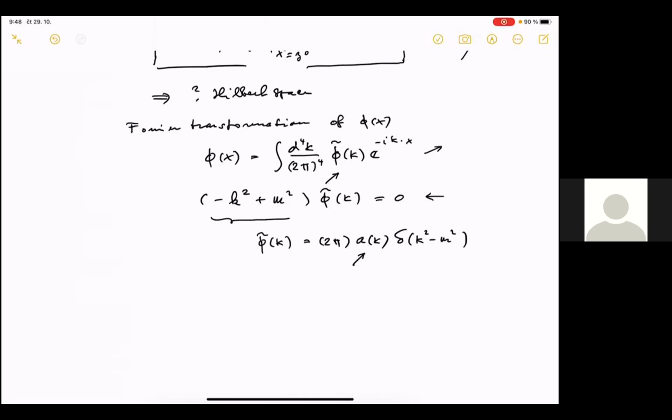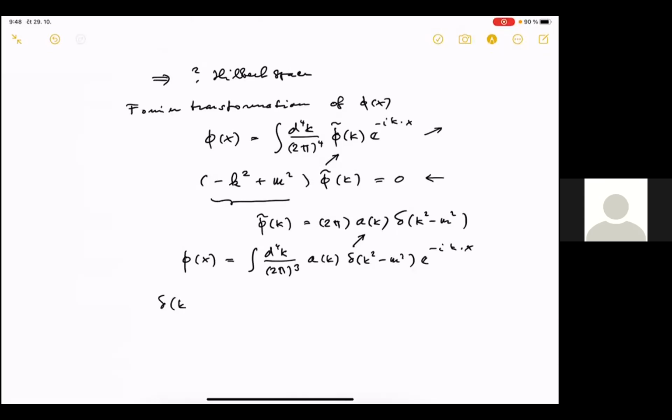So let us insert this, and we obtain the general solution of our Klein-Gordon equation in the form d4k over (2 pi) to the third power times this a(k) times delta of k squared minus m squared times e to the minus i k times x. But this delta function can be understood as a delta function in the variable k0, and as such it can be rewritten as a sum over delta functions corresponding to the solutions of this k squared minus m squared constraint. Therefore, the k0 should be here either plus or minus the relativistic energy.